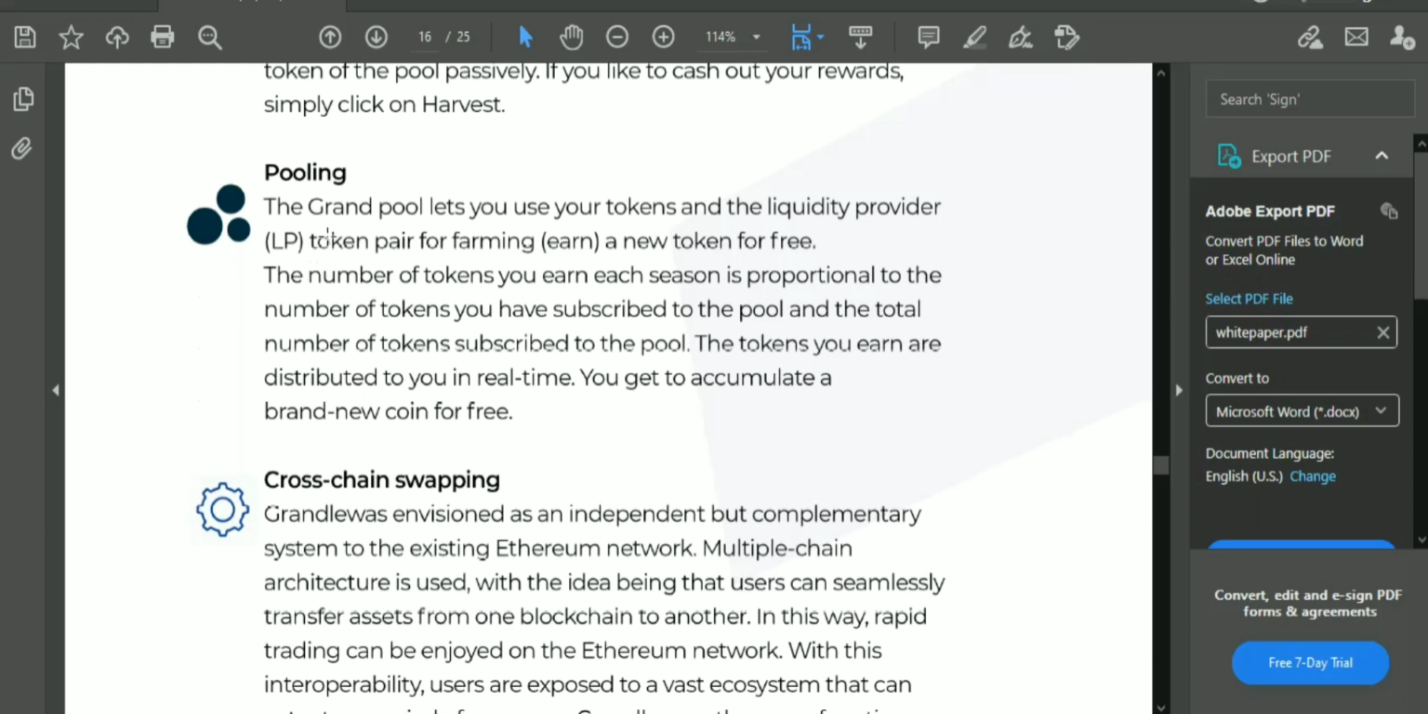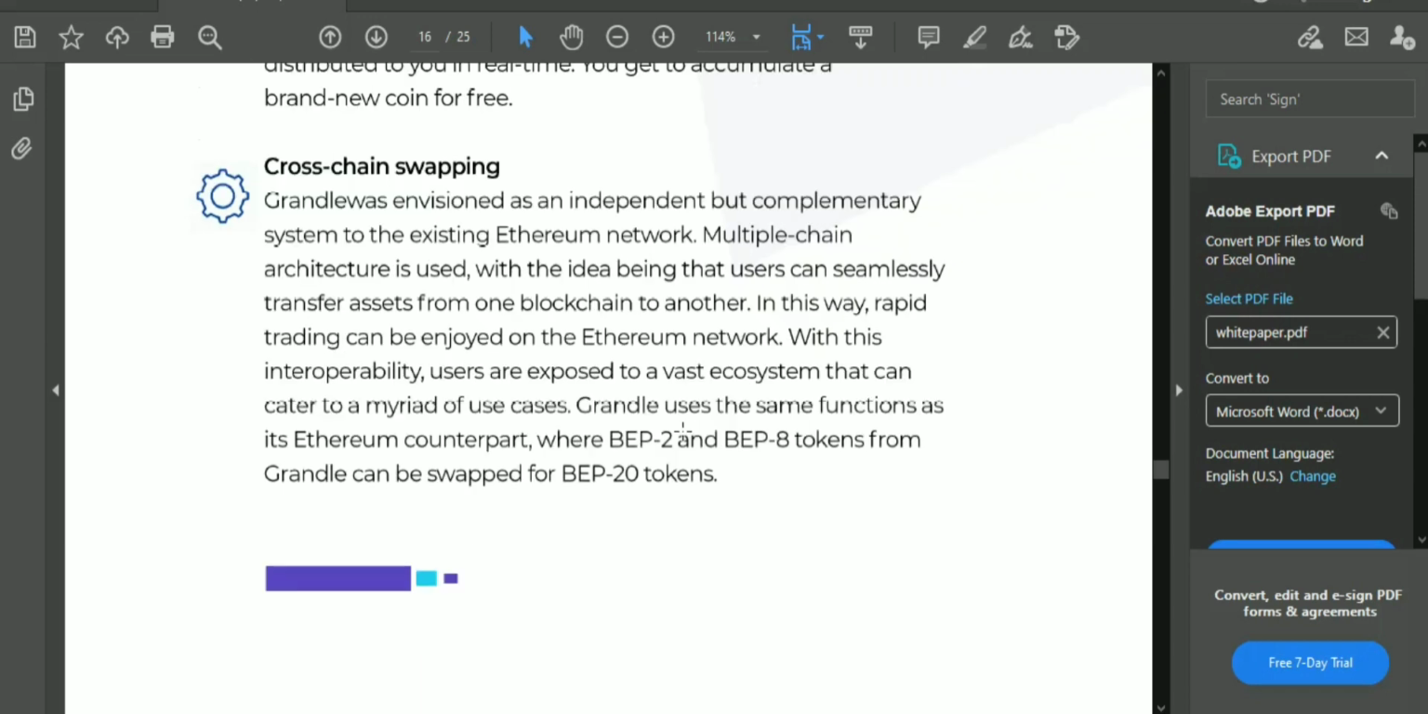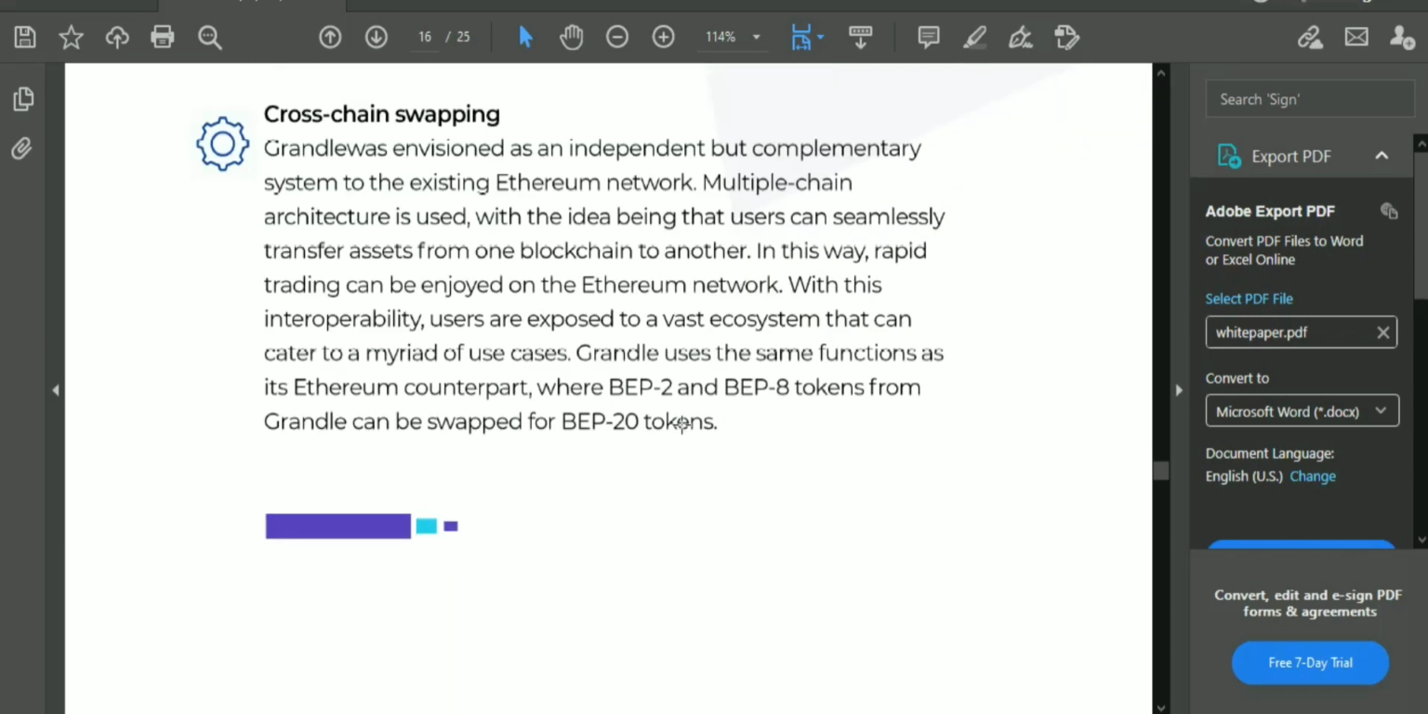Pooling. The Grandle Pool lets you use your token and the liquidity provider token pair for farming a new token for free. The number of tokens you earn each season is proportional to the number of tokens you have subscribed to the pool and the total number of tokens subscribed to the pool. The tokens you earn are distributed in real time. You get to accumulate a brand new coin for free.